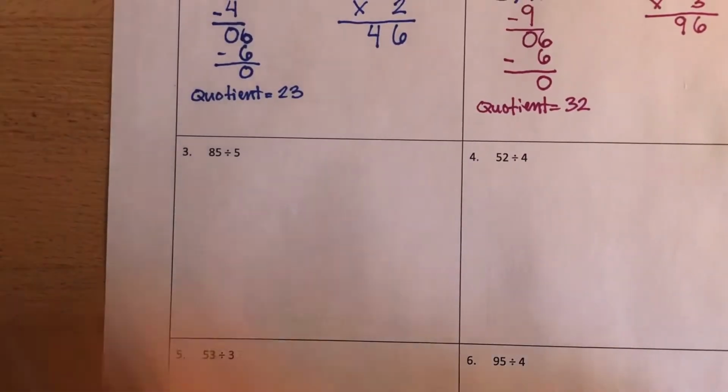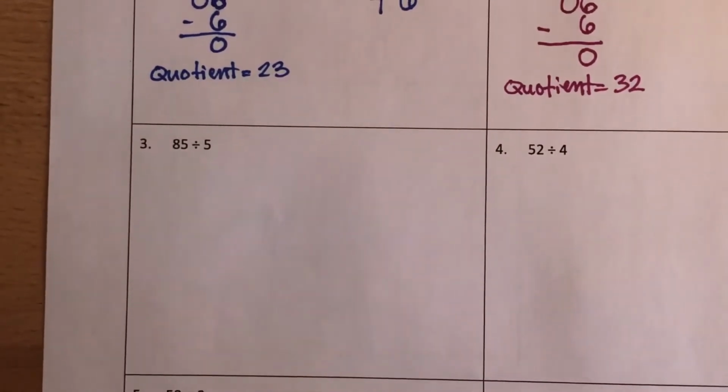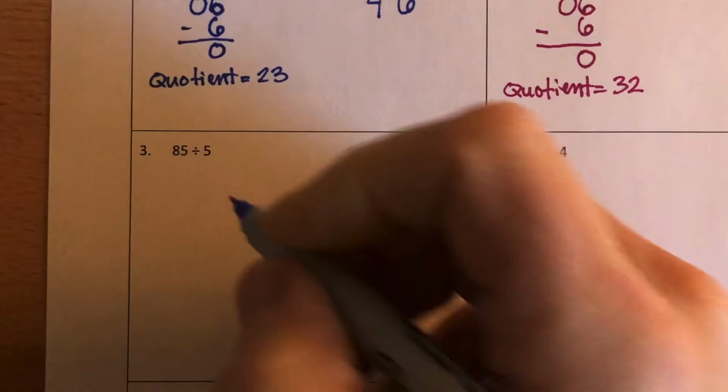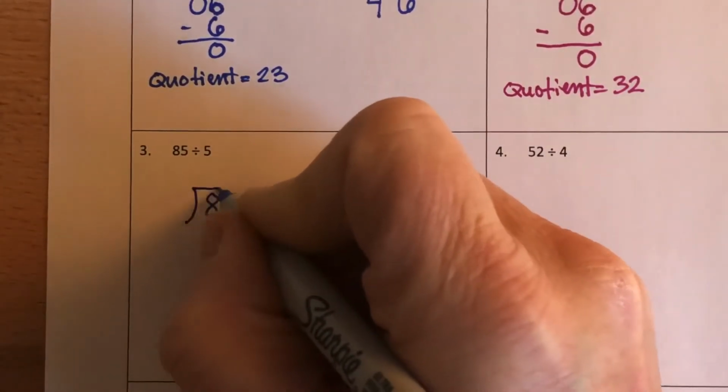All right, teachers, feel free to pause and elaborate as we go. 85 divided by 5. All right, I think I can do this. All right, 85 divided by 5.